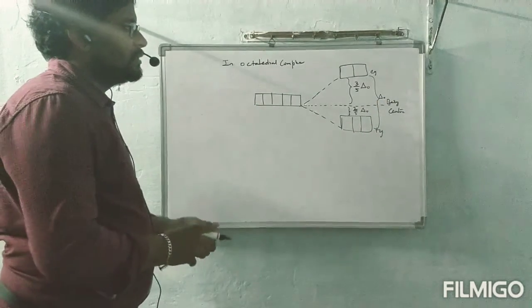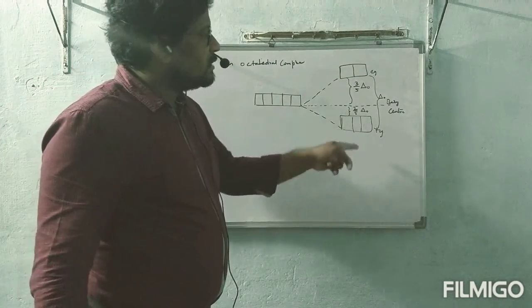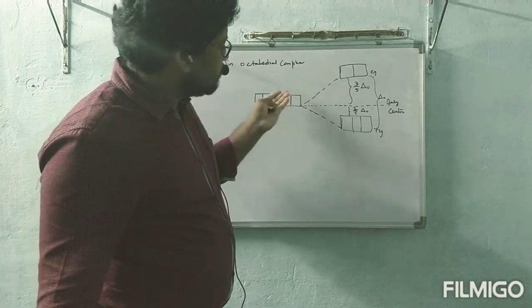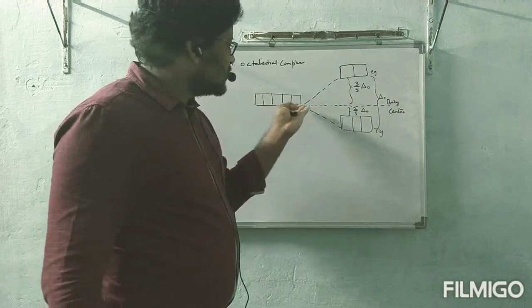What is the meaning of this? Out of the total delta naught, this is the splitting from the barycenter. This is the barycenter.